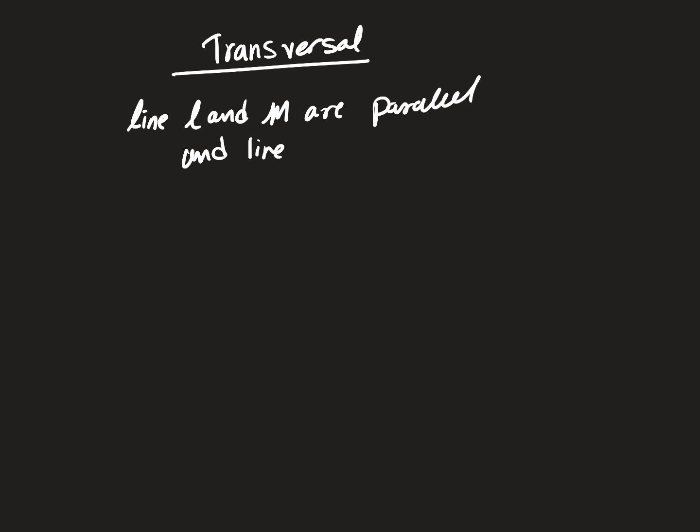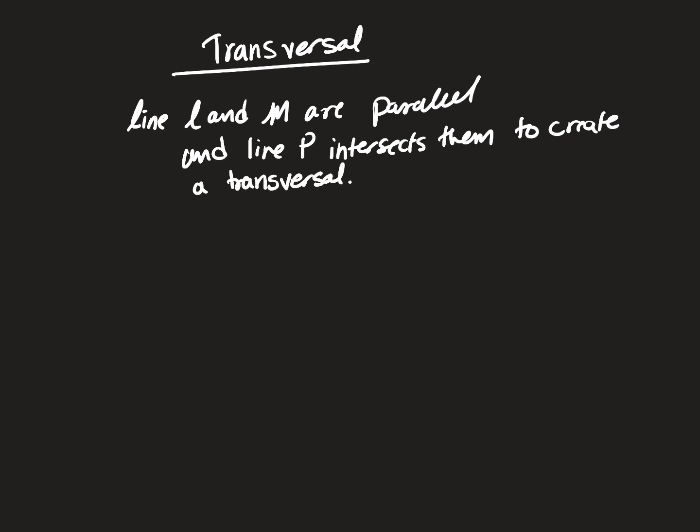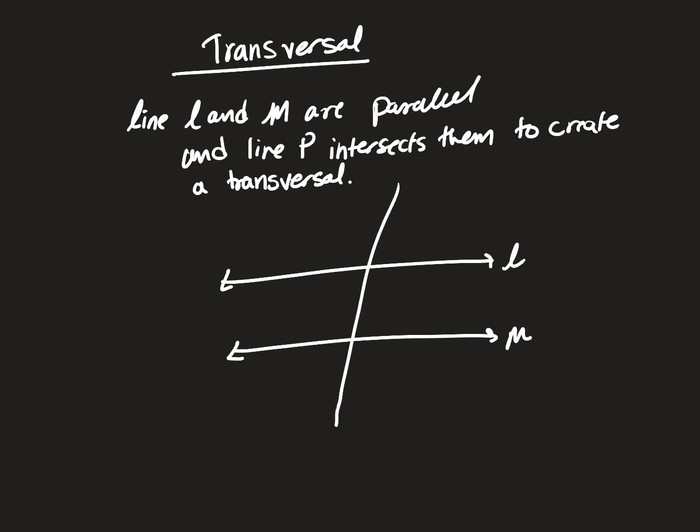And line P intersects them to create a transversal. This is what it would look like. You have two parallel lines, line L and line M, and the transversal would be this line that intersects with both of them, line P.